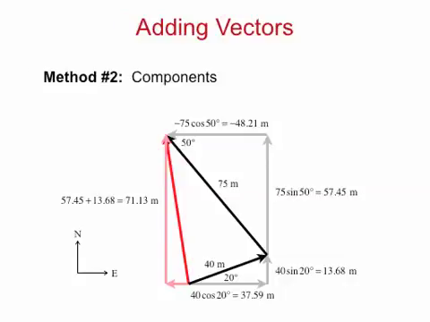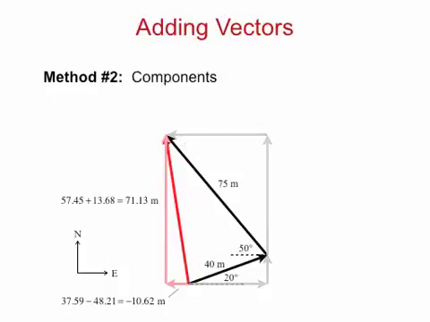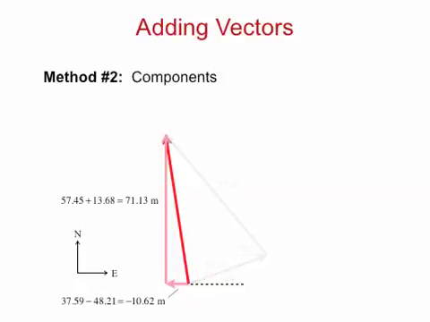Adding the two horizontal components gives the horizontal component of the resultant. That is, 37.59 plus negative 48.21 is equal to negative 10.62 meters. Now let's go back to the original problem, which was to find the length and direction of the resultant. Well, now we have the components of the resultant. How can we turn them into a length and direction?